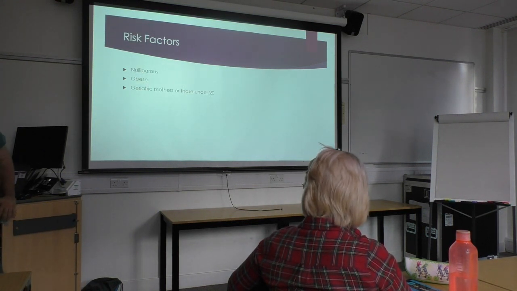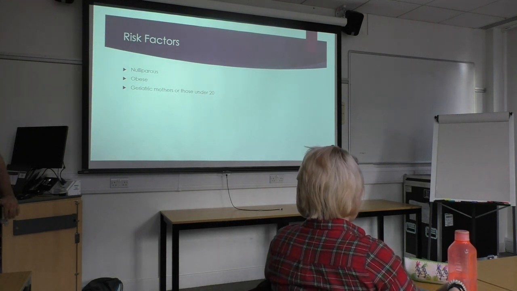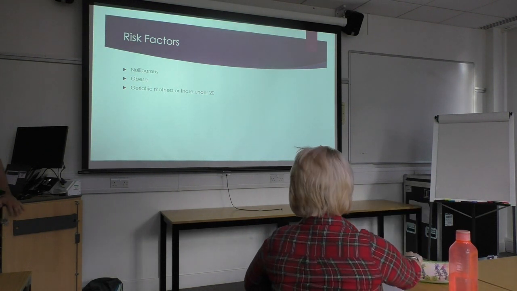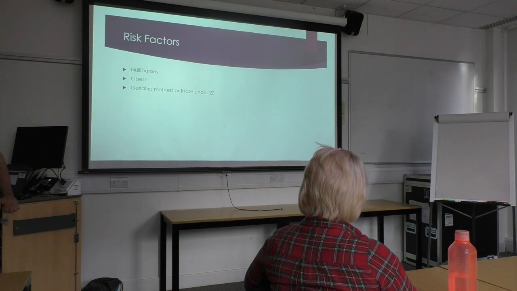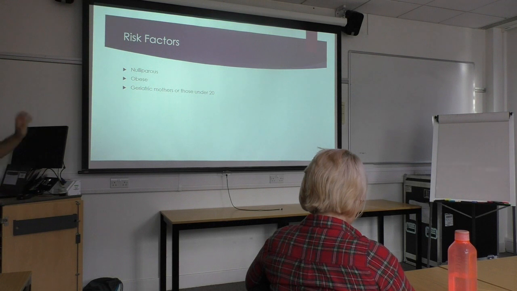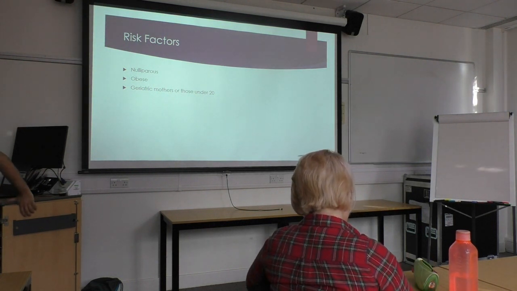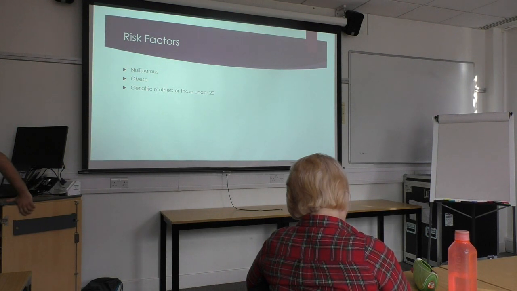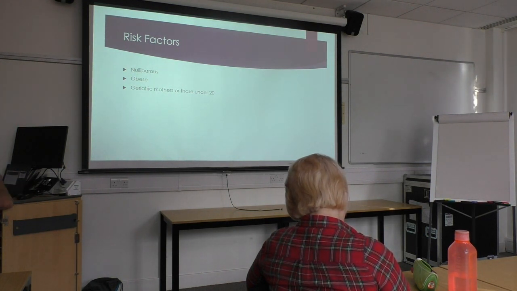So it tends to affect nulliparous women, so they're first-time mothers, they've not had a baby before. So they're the highest risk, and you've also got very little information on them about what they're like in pregnancy, what their numbers tend to do. It affects obese women, a much higher percentage than anyone else. Geriatric mothers, so if you're over 35 and having a baby, you're at a much higher risk. And also those under 20, so you've got a much smaller volume, and you're more prone to it.